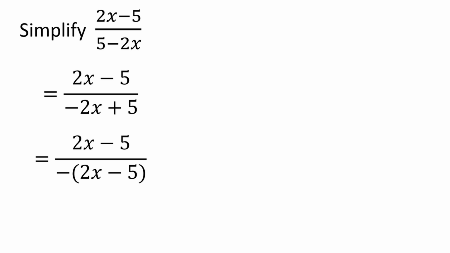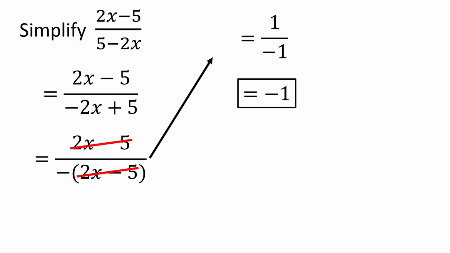Now we can see that our two terms of 2x minus 5 cancel, and we are left with 1 over negative 1, which is of course just negative 1. Negative 1 is our final simplified answer.